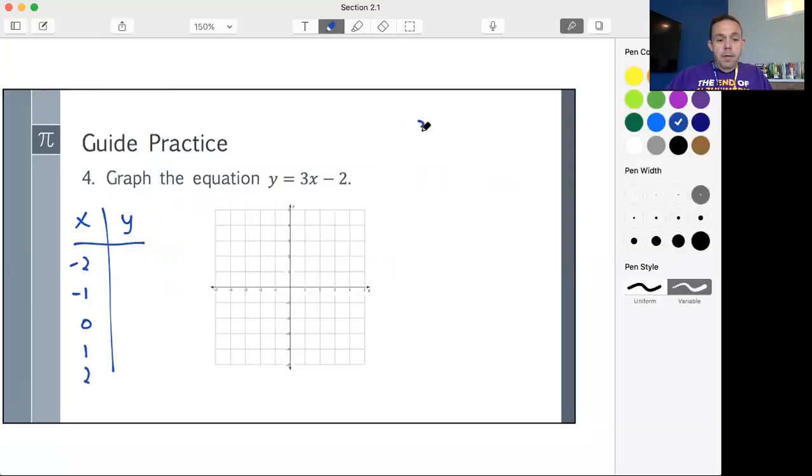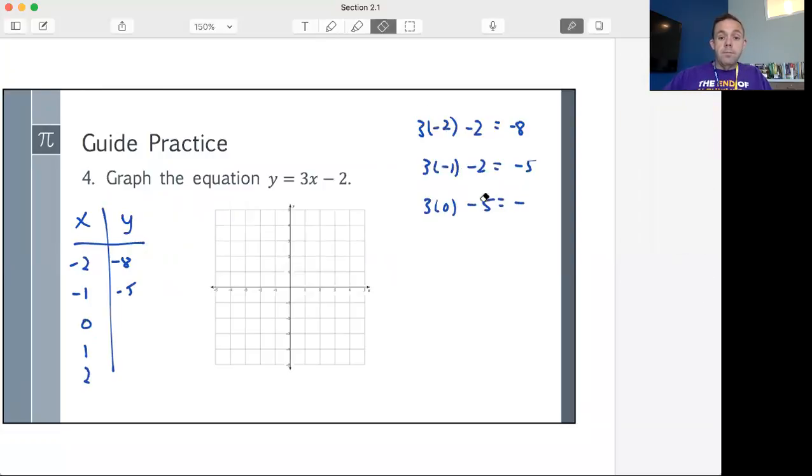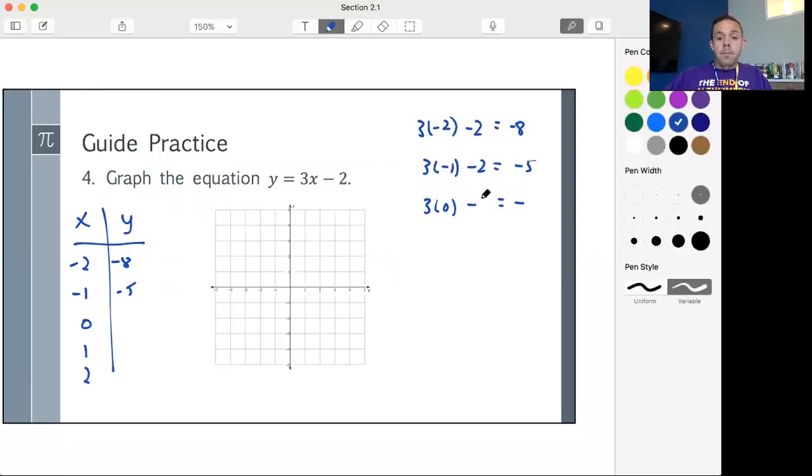For my first point, I have 3 times -2 minus 2, and that's going to give me -8. My next point, I have 3 times -1 minus 2, and that's going to give me -5. My next point, I have 3 times 0 minus 2, and that's going to give me -2. Then I have 3 times 1 minus 2, and that's going to give me 1. And then I have 3 times 2 minus 2, and that's going to give me 4.